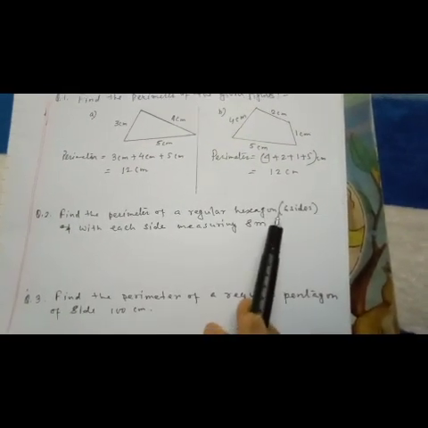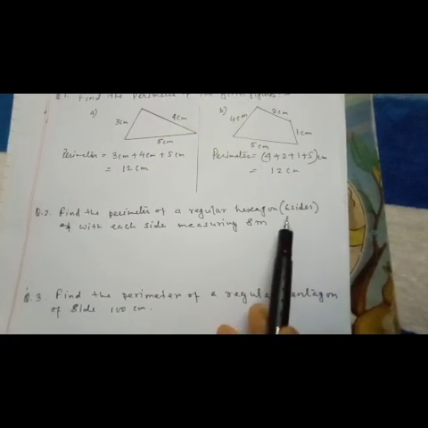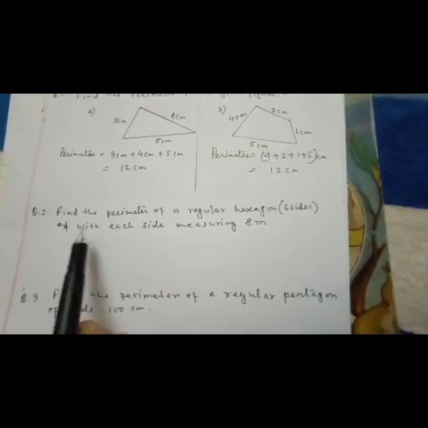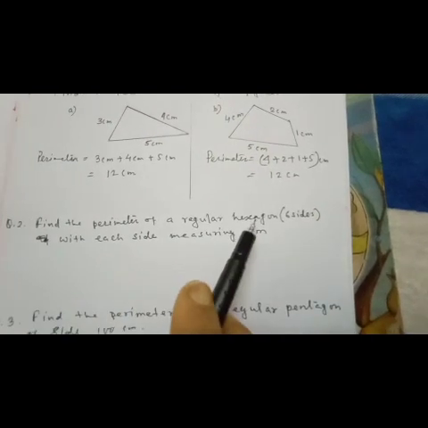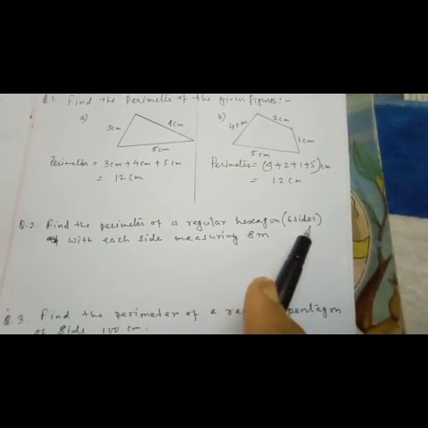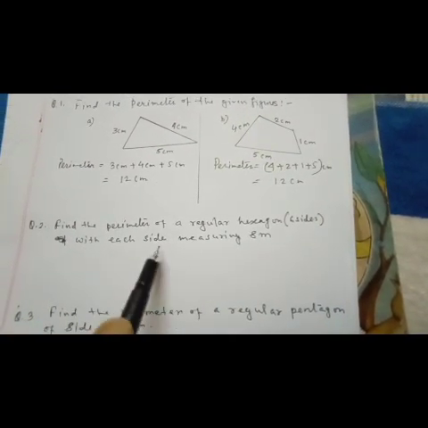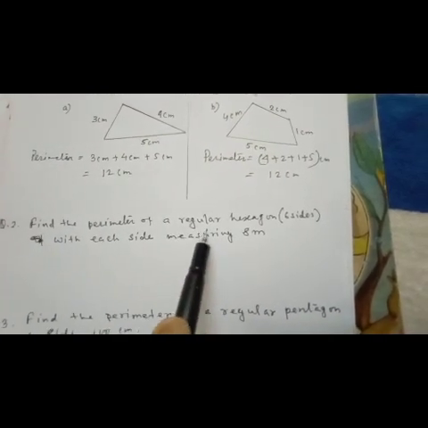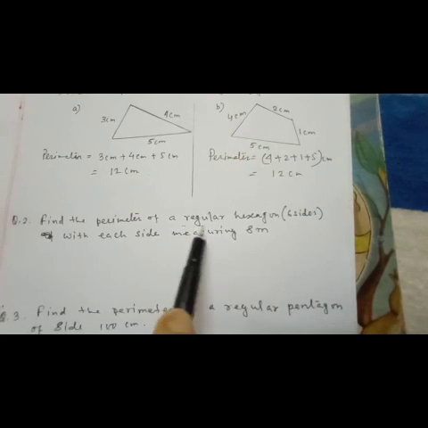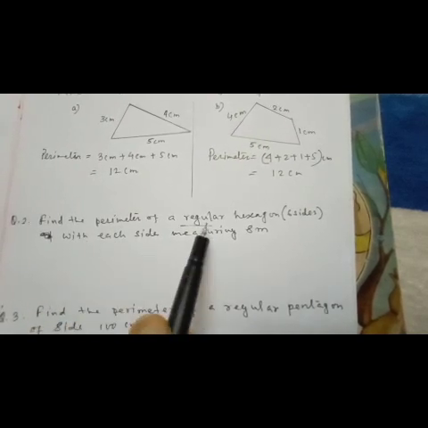Find the perimeter of a regular hexagon. Hexagon means 6 sides, with each side measuring 8 cm. It is a regular hexagon. What is known as a regular hexagon? Regular means all the sides have the same measurement, equal measurement. So this is the meaning of regular. Find the perimeter of a regular hexagon.